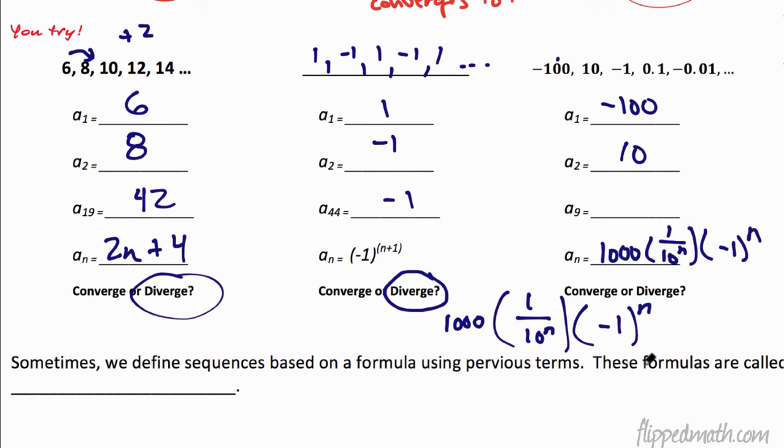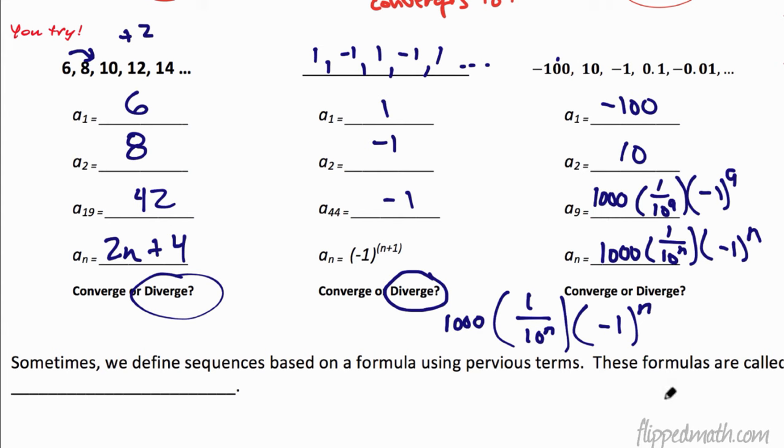It's kind of ugly. So now I can plug in. The ninth term is going to be 1,000 times 1 over 10 to the ninth, and then that's just going to be times -1, because that's going to be the ninth power. So I can actually just make that -1,000 times 1 over 10 to the ninth.